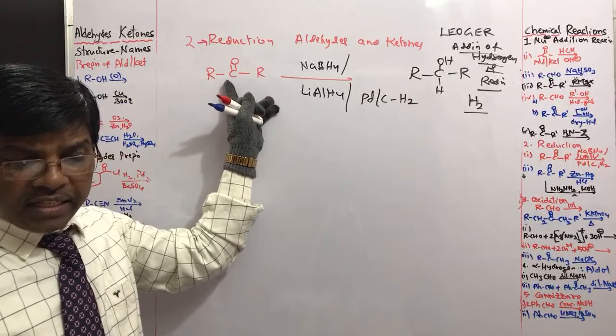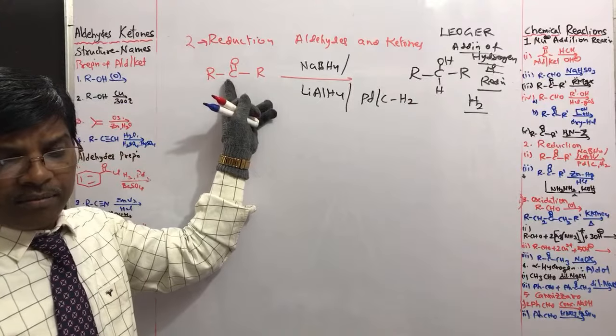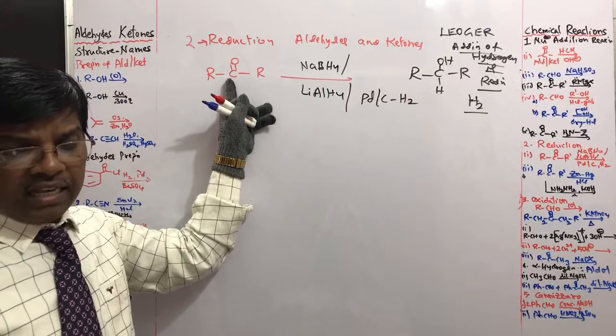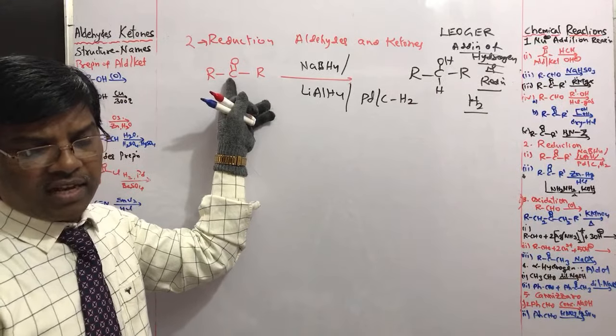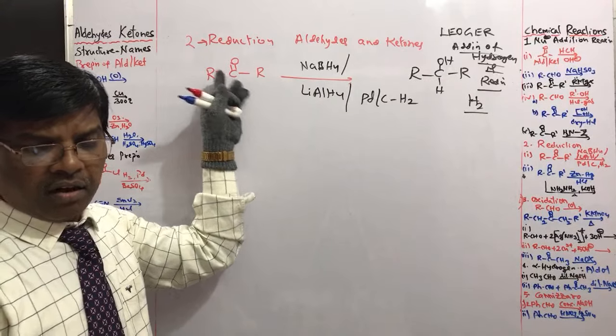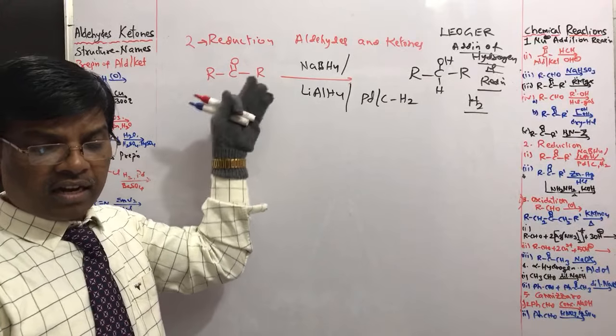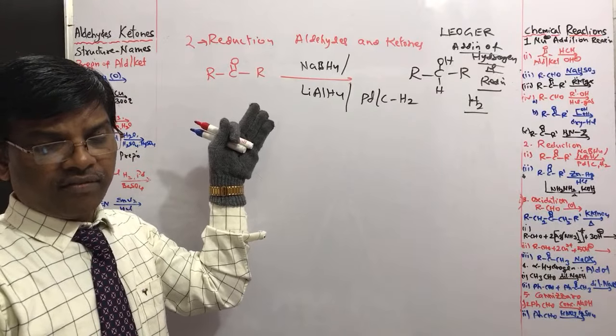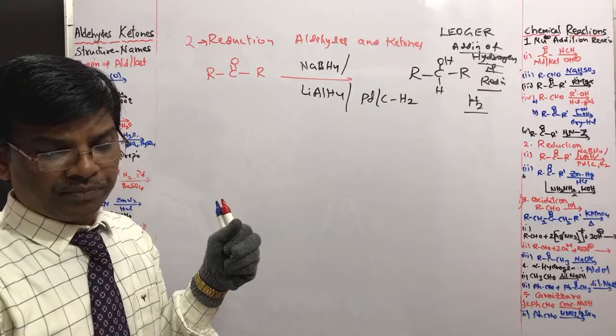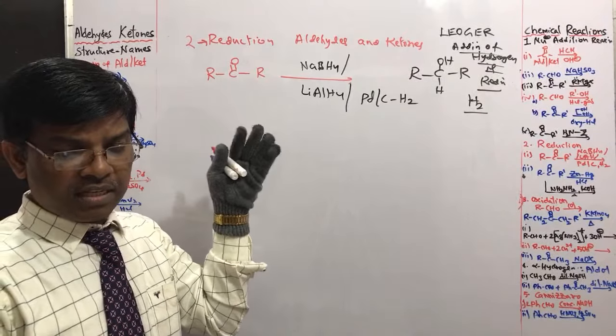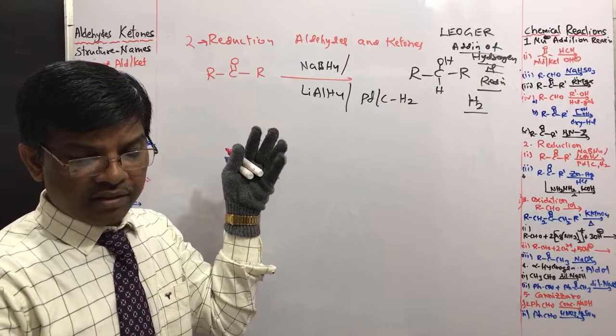A detailed explanation and all the mechanism of Gattermann-Koch is already there with Venus Academy. You can check back. A lot of examples are given of Gattermann-Koch formylation reactions for the sake of CSIR and NET people. Yes, the advanced mechanism is written at that stage. Okay.